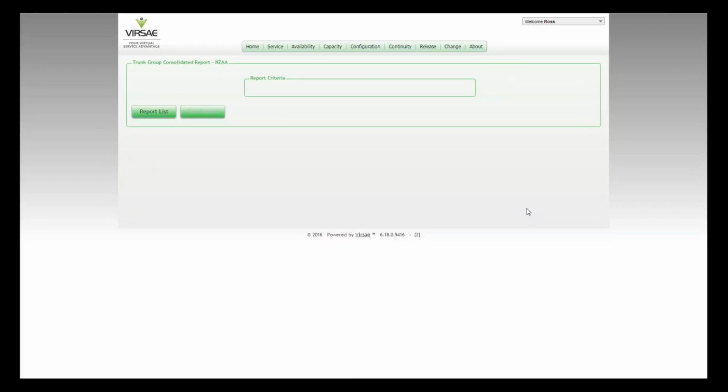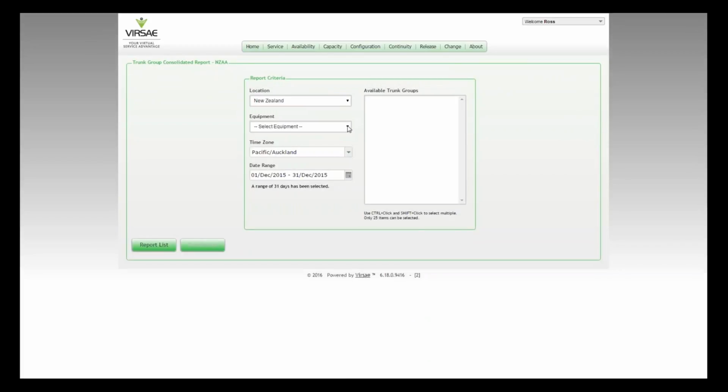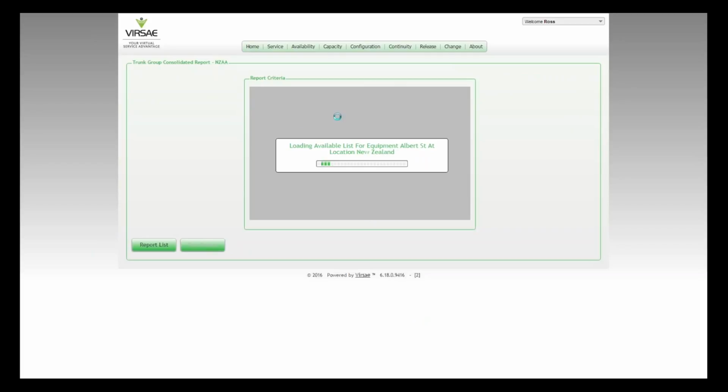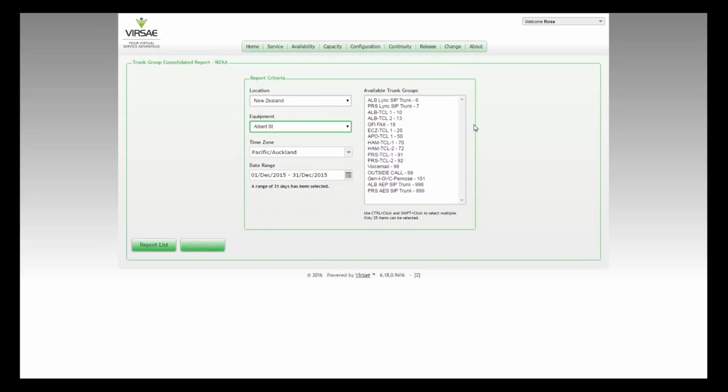What this report does is it uses the real data that we've collected within VSM and uses that to model the scale of trunk groups if we combine them. A very common scenario that a lot of customers are going through right now is they are discontinuing ISDN type services, traditional TDM telephony, and moving towards a SIP delivery. And we can see with this customer here they've already got SIP trunk groups standing up in their Albert Street and Penrose sites, so they're getting ready to go.